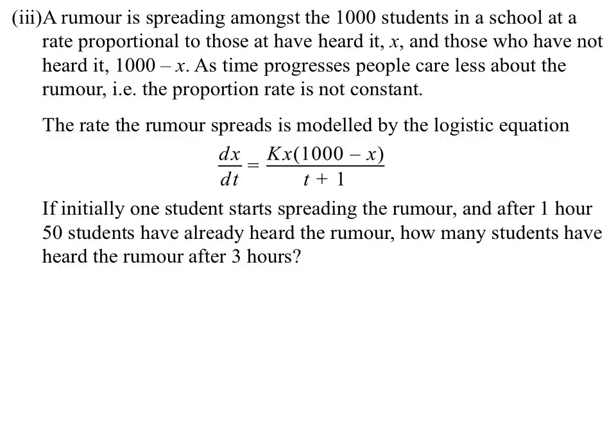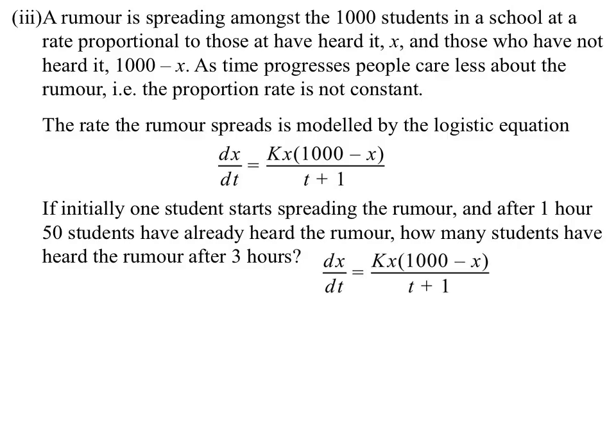So here's the formula for our rate of rumour. It's our logistic equation with a little bit more involved this time. kx(1,000 minus x) over t plus 1. Now, if initially one student starts spreading the rumour, which is how all good rumours begin, and after 1 hour, 50 students have heard that rumour. How many students have heard the rumour after 3 hours?